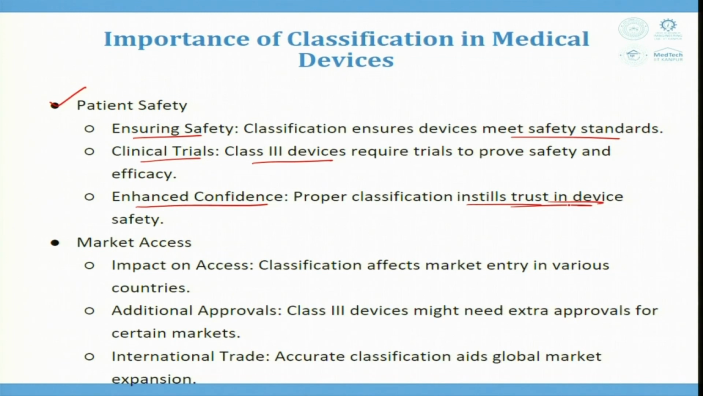Market access, impact on access, that is, the classification affects market entry in various countries. Additional approvals, that is, class 3 devices might need extra approvals in certain markets. International trade, that is, accurate classification aids global market expansion as well.